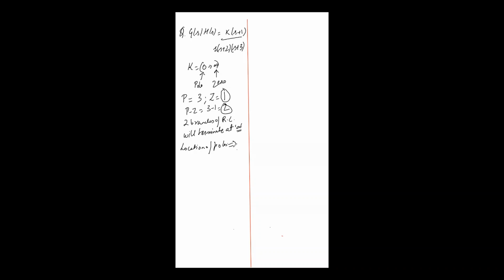Now we will see the location of the poles. One pole is at 0, one pole is at minus 2, and one pole is at minus 3. These are the 3 locations of the 3 poles. Then the location of zeros we also have to find out. The location of the zero is simply at minus 1, right? So these are the locations of poles and zeros. Now I will quickly draw the pole-zero plot. This is your S-plane which I am drawing.